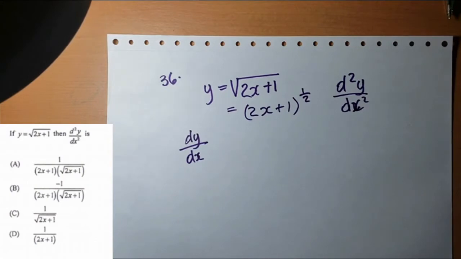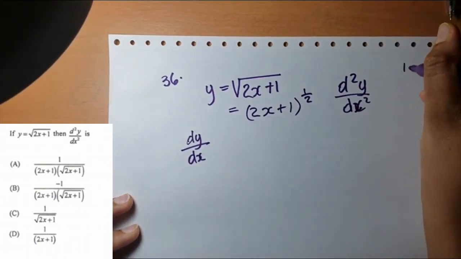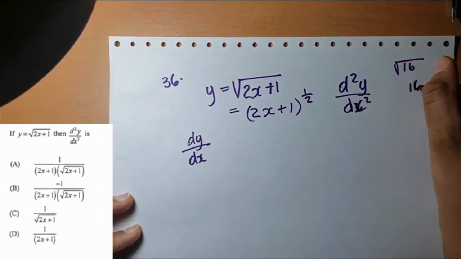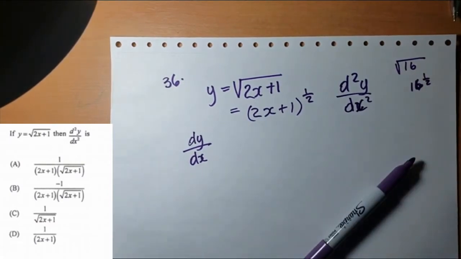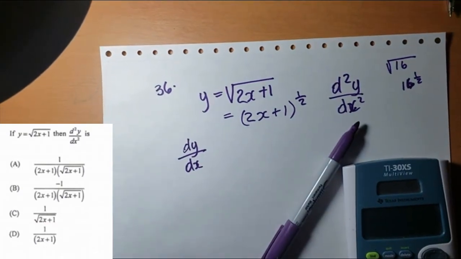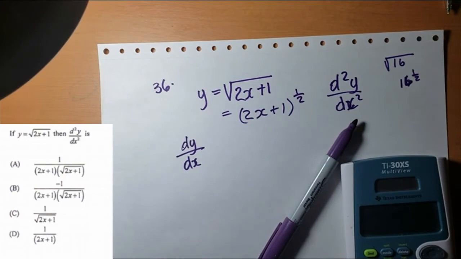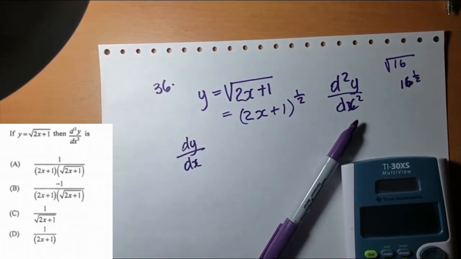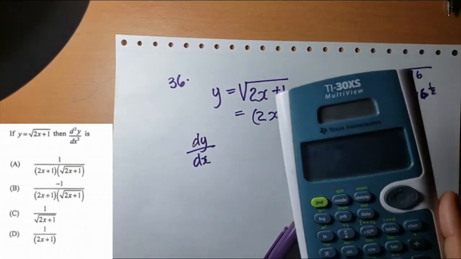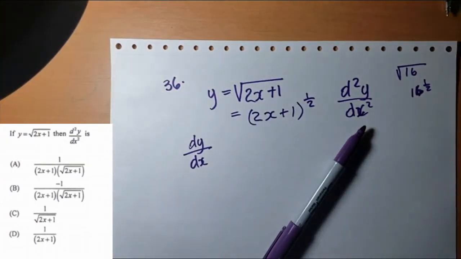When you're finding the square root of something, you're basically raising it to the half. Let me show you. If I'm trying to find the square root of 16, I just take 16 and raise it to the half. Let me show you on the calculator. It's good to know all these shortcuts when you're going into an exam. I don't know if you can see the screen, but we have 16 raised to a half, and that is 4. So yes, this is accurate.